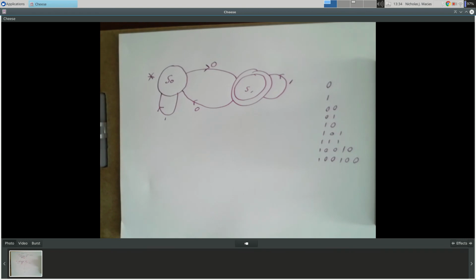Okay, so here's a question to think about. We know that we can detect an odd number of zeros. We could make a machine that detects an odd number of 1s. Can you make a machine that detects whether you have the same number of zeros and 1s?